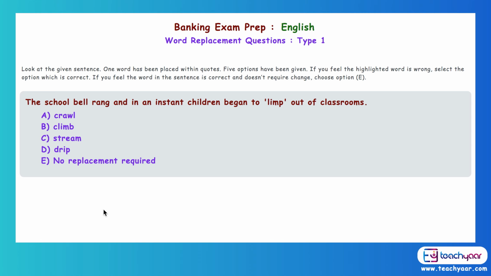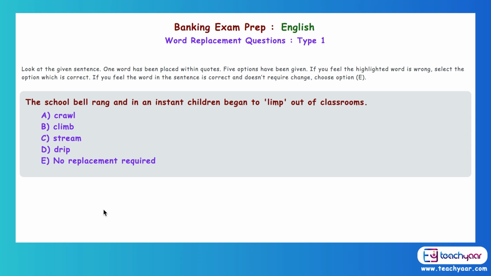Look at the given sentence. One word has been placed within quotes. 5 options have been given. If you feel the highlighted word is wrong, select the option which is correct. If you feel the word in the sentence is correct and doesn't require change, choose option E.